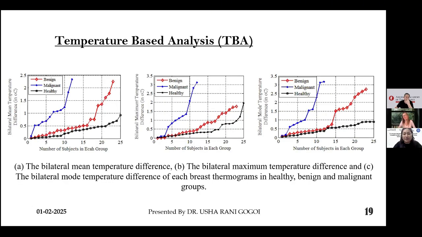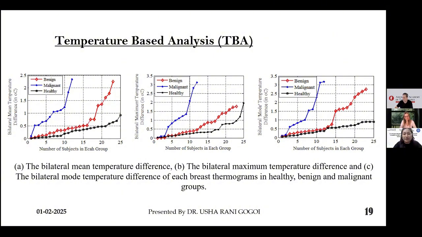Like the mean, median and all, here I have also tried to plot the difference because when it is a quantity value, it's better to represent it pictorially, because one image explains better than the numbers. So I have sorted the temperature difference for 25 healthy patients, and I found that the highest temperature difference between the left and the right mean temperature of the healthy patients is in the range below 1 degree centigrade.